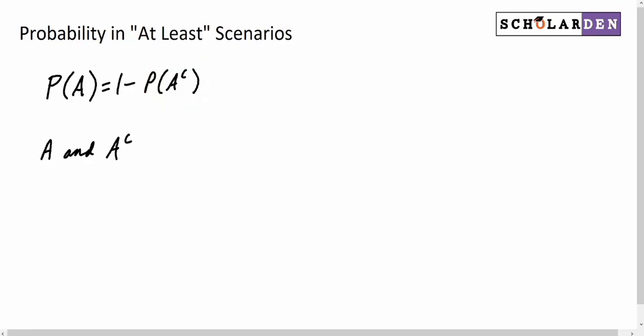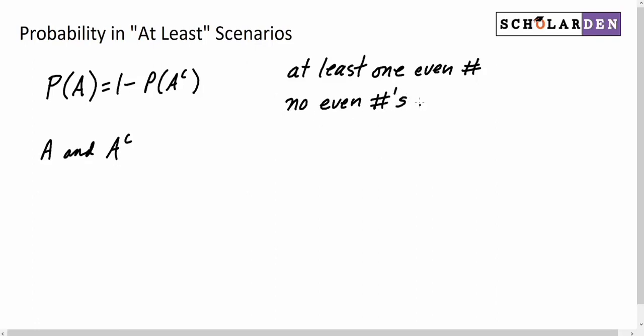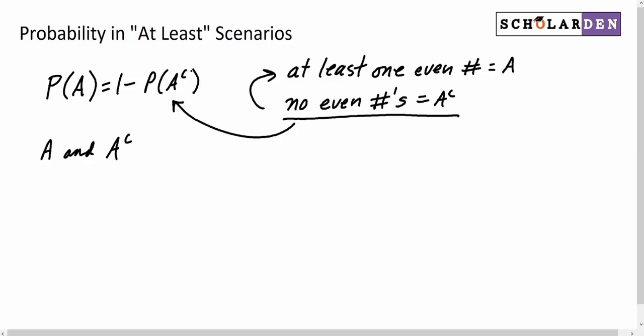So what is the complementary event to getting at least one even number? Well, it's getting no even numbers. So this is complementary to this. And this, it turns out, is easier to find. So I'm going to find that, and then I'm just going to subtract it from 1, and I'll get that. Pretty sneaky.